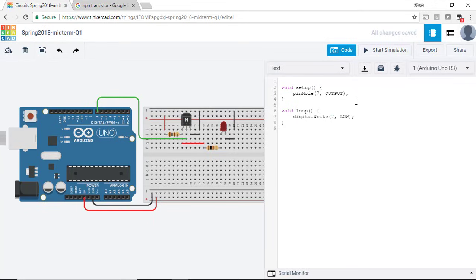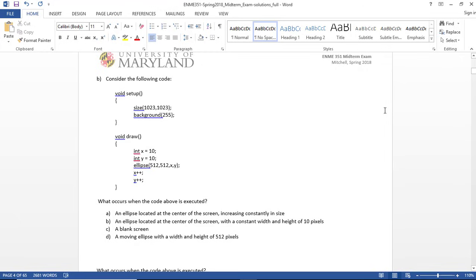Now, if I write this pin high, that will turn on the transistor, allowing current to flow from the collector to the emitter, and that'll be the path of least resistance. So we should see the LED turn off or remain not illuminated. And there we go. Okay, question 1b, this is a coding question, and specifically it's a Processing code question.